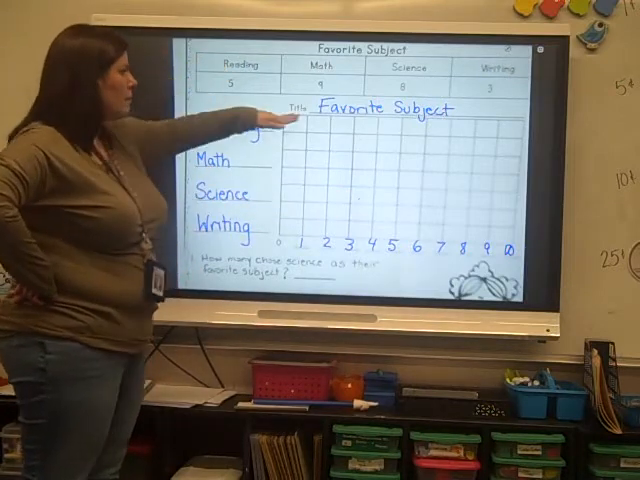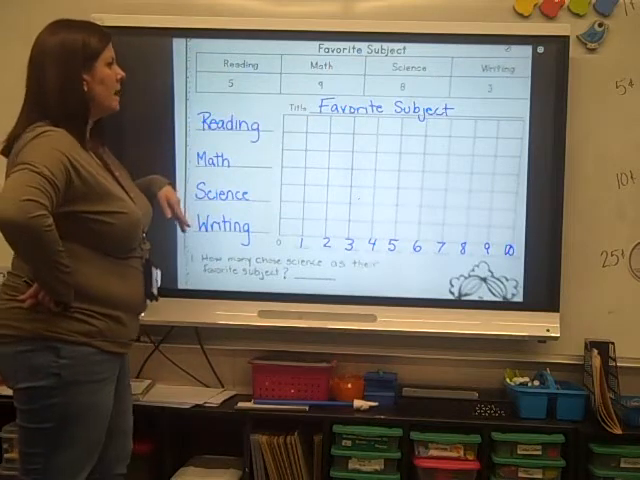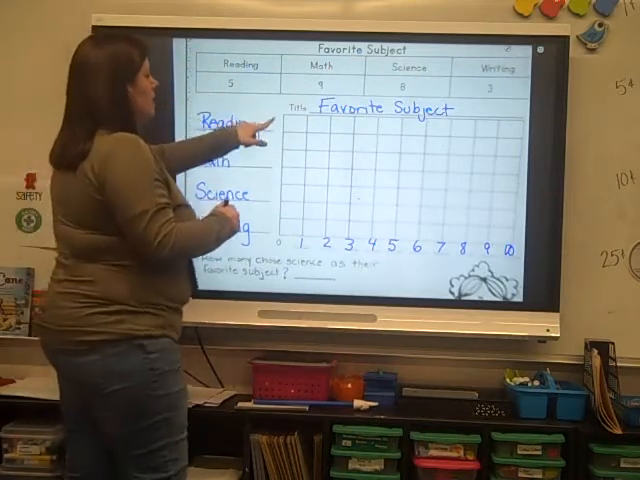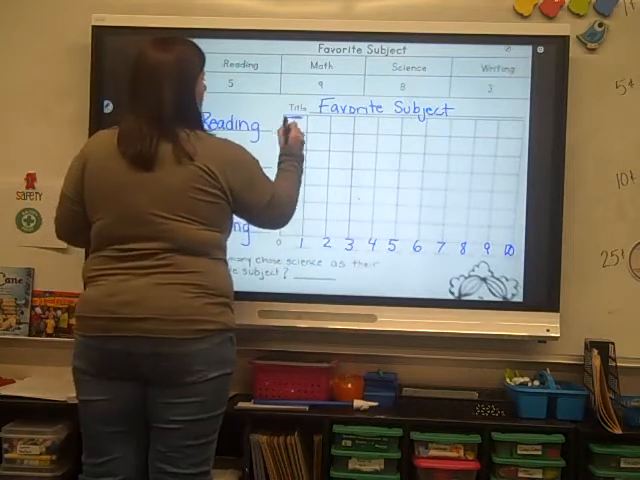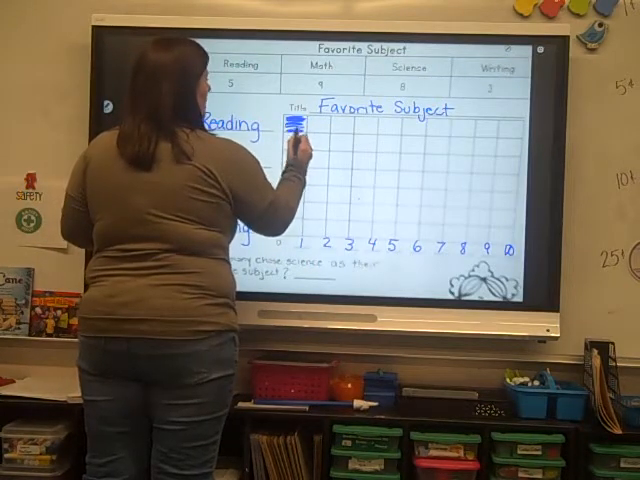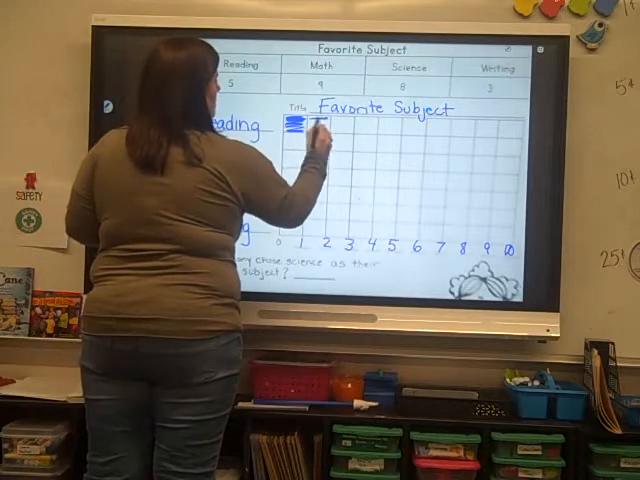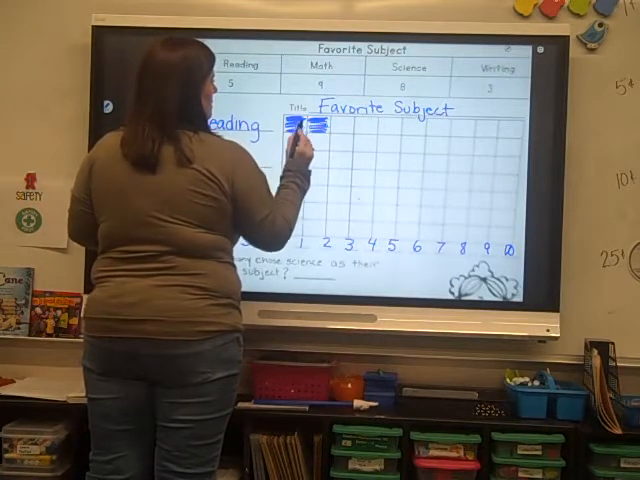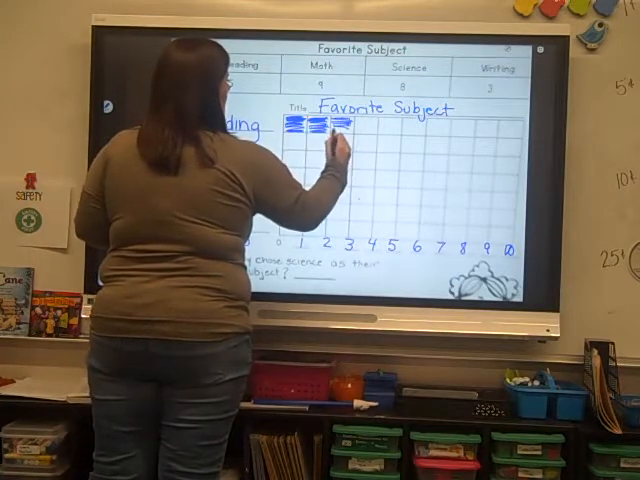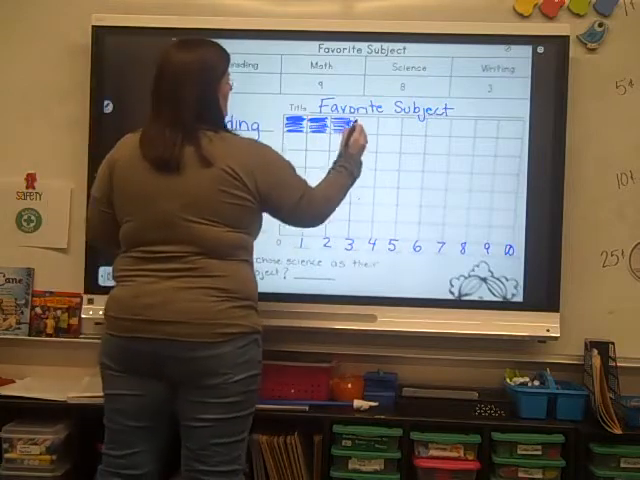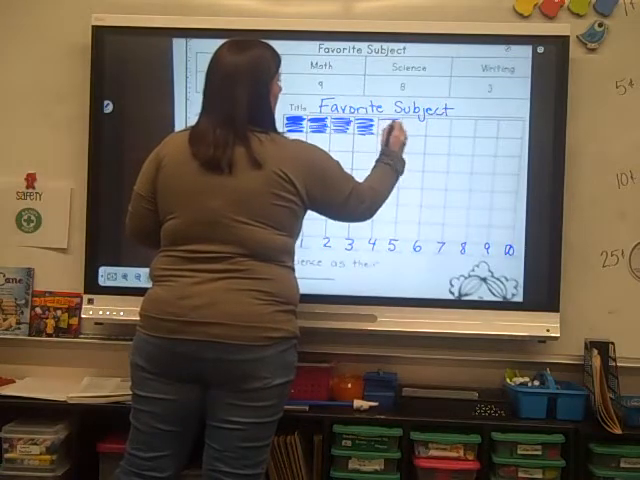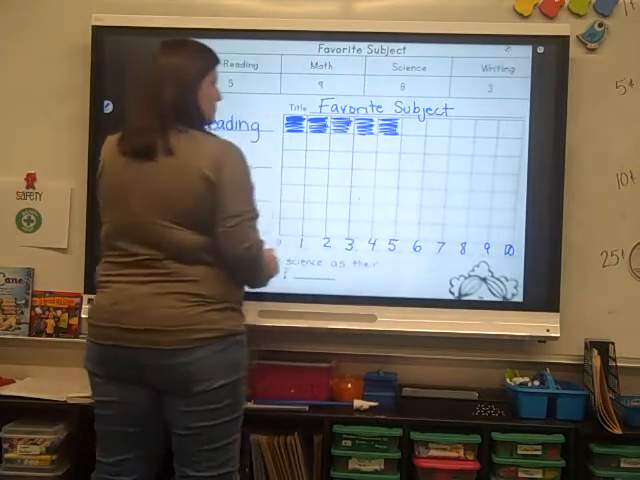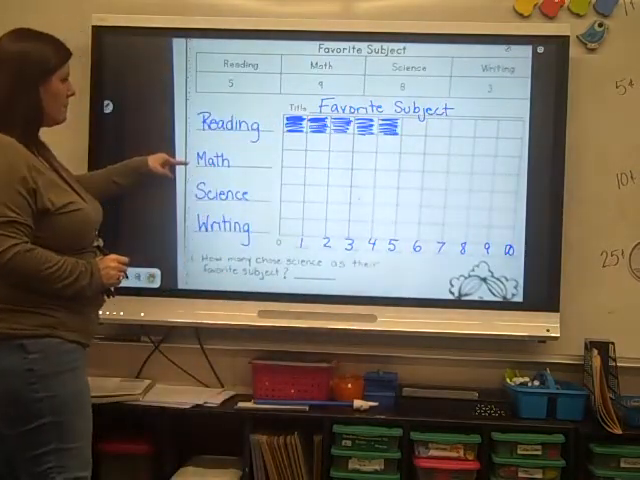So we're going to do a bar that shows that reading got 5 votes. So I'm going to color in 5 boxes. Look, they don't have to be completely. 1 vote, 2 votes, 3 votes, 4 votes, 5 votes. All right?